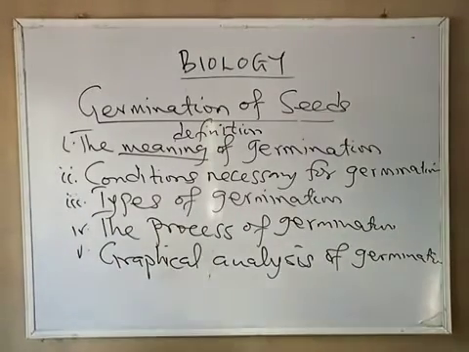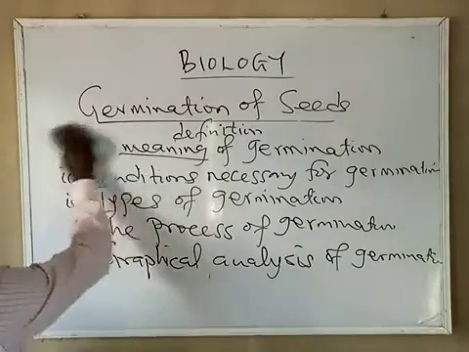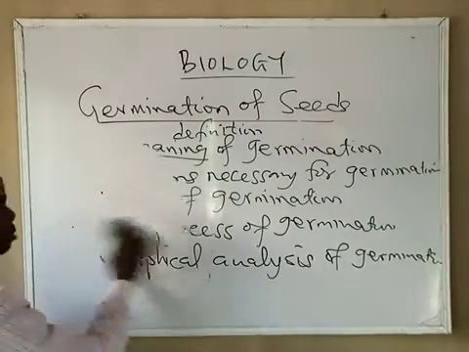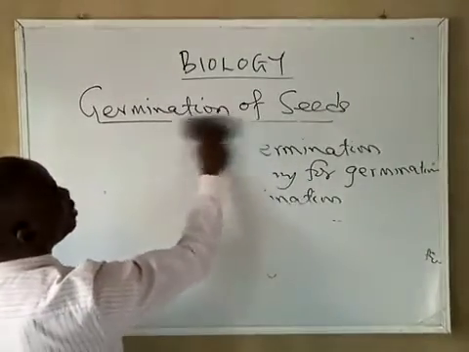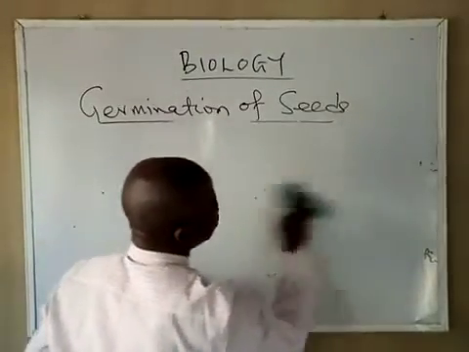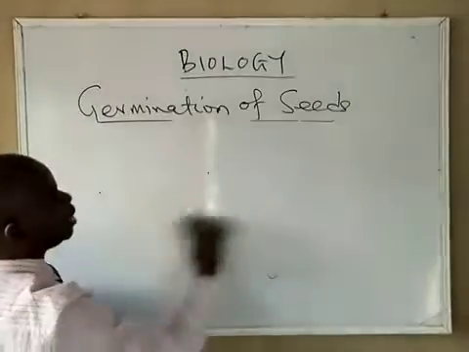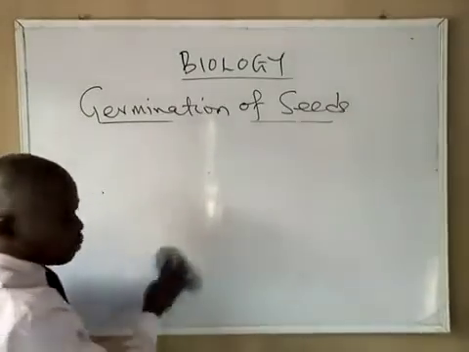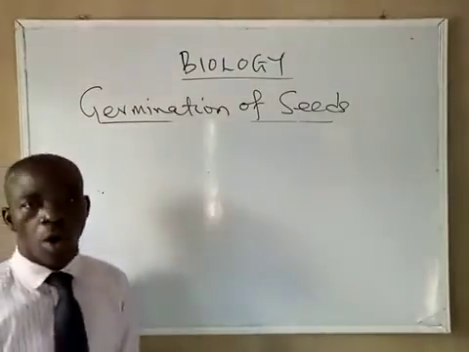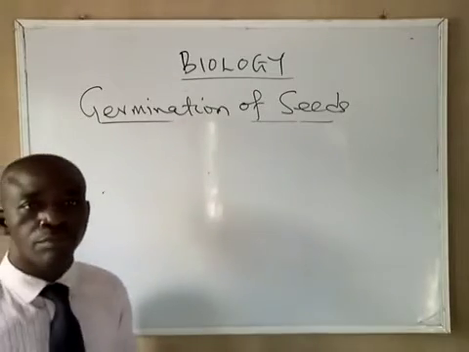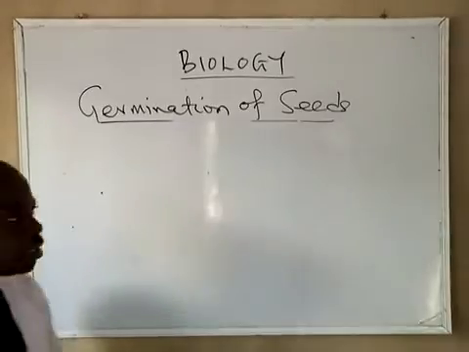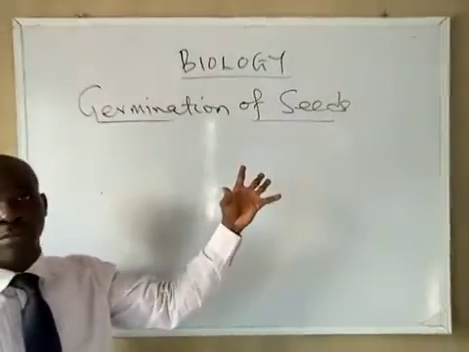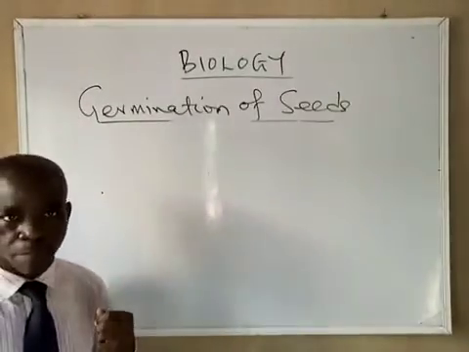Now, the term germination refers to the process whereby seeds of plants grow up to become a seedling. The little plant that is just growing up is called a seedling.